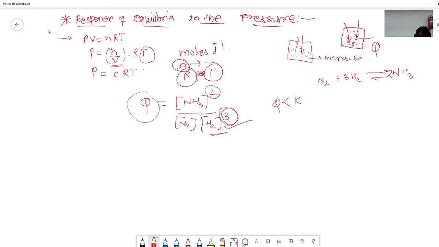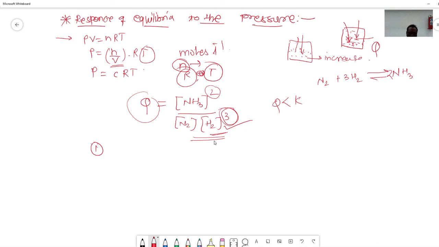Number one, the system will respond as follows. If there is no change in the total number of gas molecules in the balanced chemical reaction, then pressure, that is volume change, does not affect the position of the equilibrium and it remains unchanged. The pressure or volume does not affect the equilibrium constant value if the number of moles of the gaseous molecules are the same, right? If the number of moles is constant, it will not affect the equilibrium constant value.